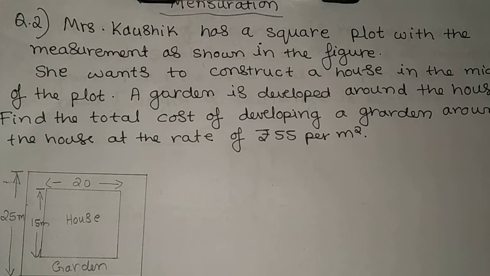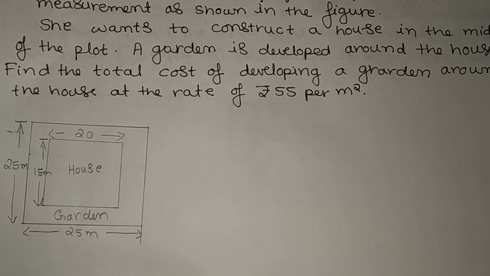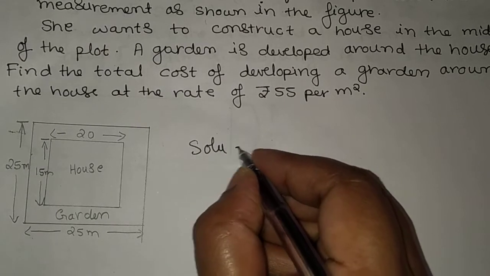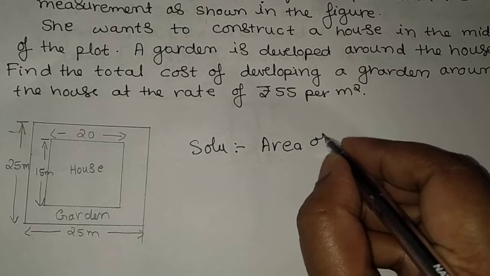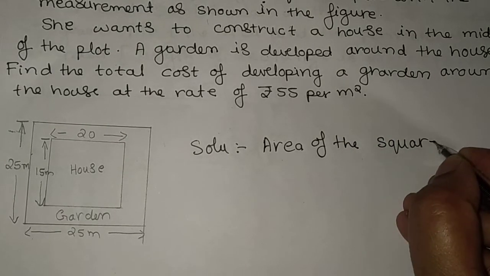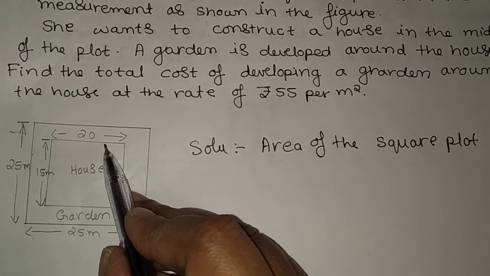So the first step is, the measurements are given for the house and also for this garden. The solution: area of the square plot. Area of the square plot, how much? That is this one, 25.